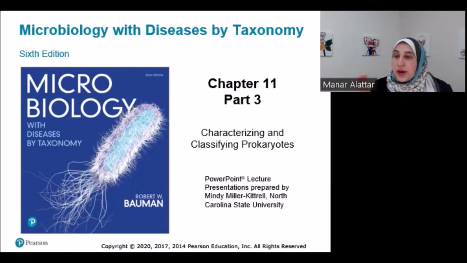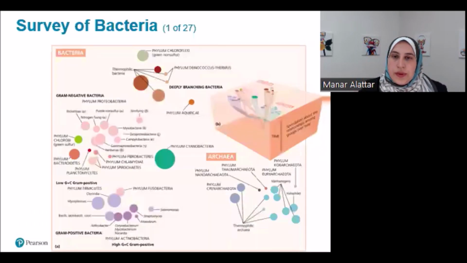Welcome, folks, to part 3 of chapter 11. We're going to continue our discussion of prokaryotes. Specifically, we're going to be talking about gram-negative bacteria. We had already talked about archaea and gram-positive bacteria, and now we're going to talk more about our gram-negative bacteria.